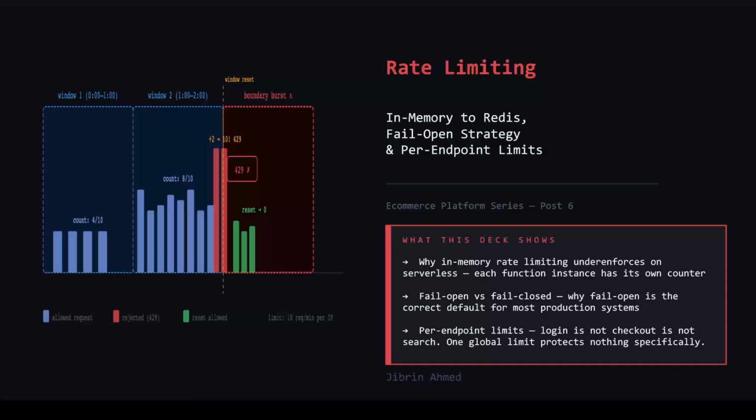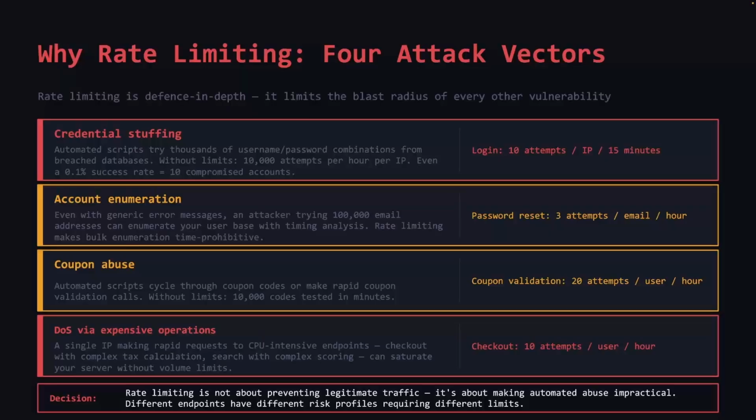I built my rate limiter to avoid that with a store abstraction designed to swap from an in-memory map to Upstash Redis with a single environment variable. This video covers the implementation, the per-endpoint limit strategy, and why fail open is the correct default for an e-commerce platform. Why rate limiting? We have 4 attack vectors that they address.